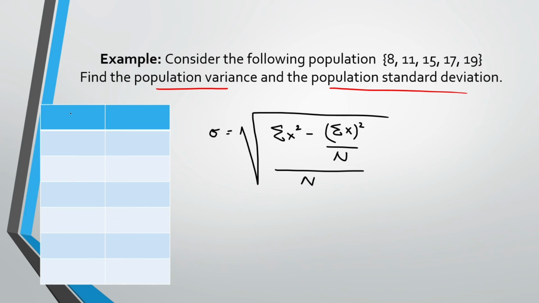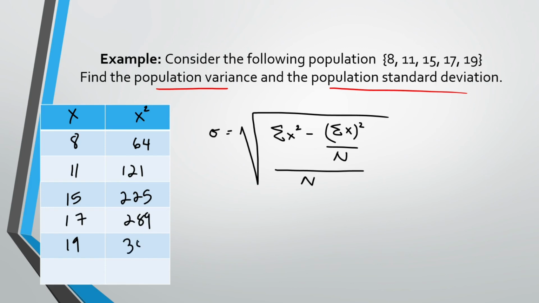I will create two columns, x and x squared, and we'll enter our numbers 8, 11, 15, 17, 19, and we'll square these values. 8 squared is 64, 11 squared is 121, 15 squared is 225, 17 squared is 289, 19 squared is 361. We'll find the total of these two columns, and the total for the first column is 70. The total of the second column is 1060.